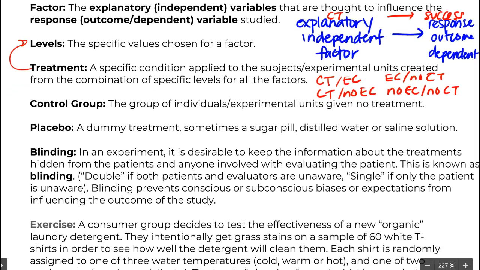We also have this idea of a control group. This is a necessary piece of an experiment. You need a group that's given no treatment at all. You need a group that lets you see that whatever is going on, there's something to compare to.